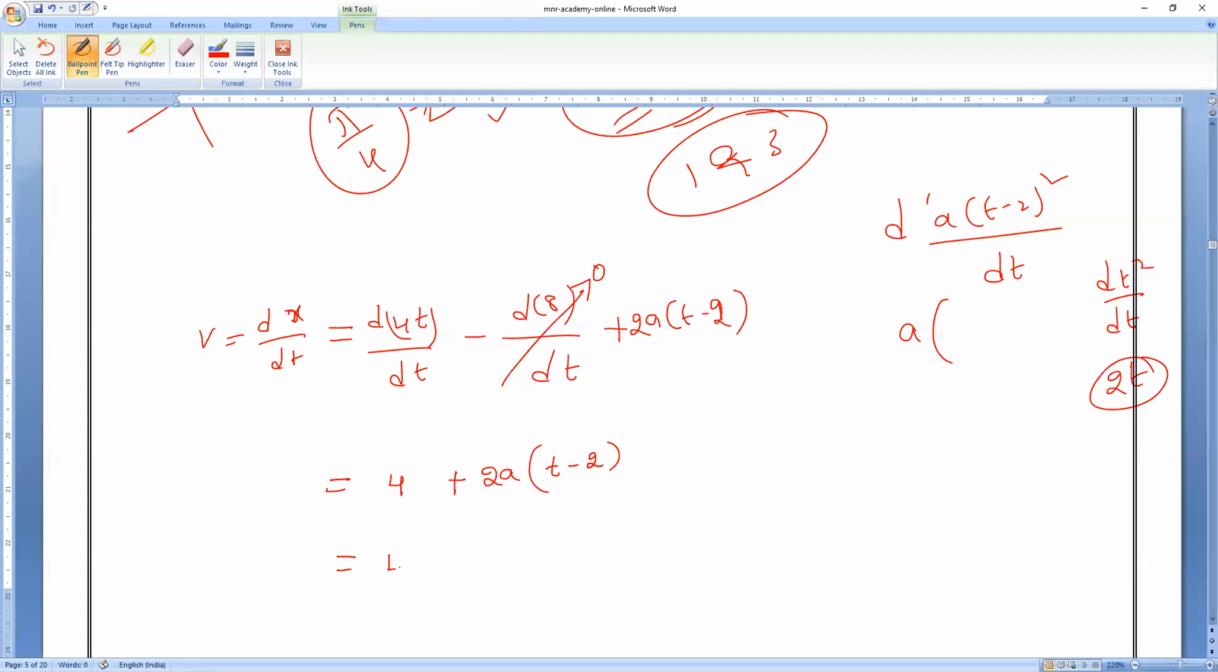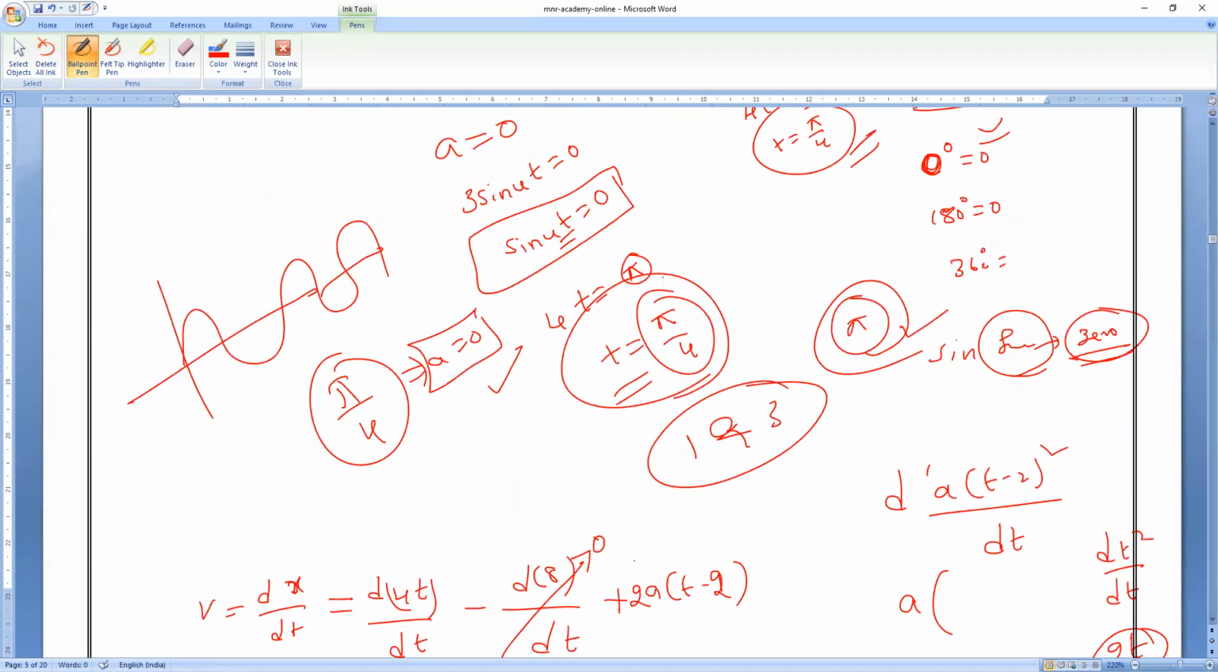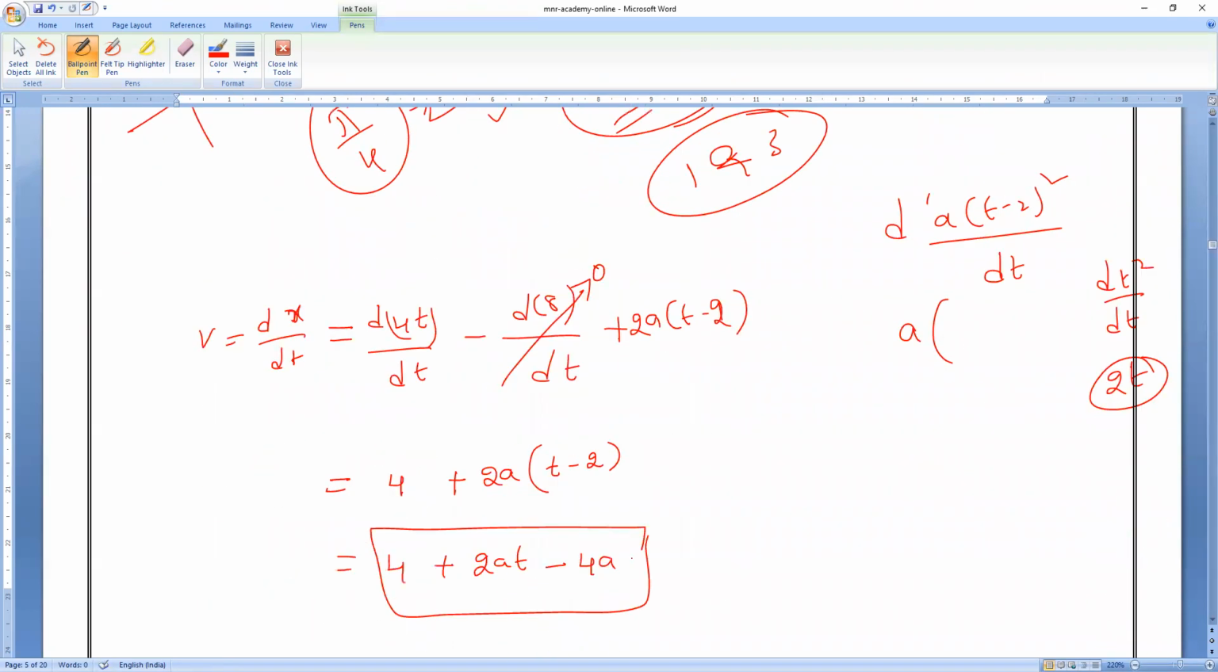Yes. So that is what? So 4 plus 2a into t, 2at minus 4a, 2 into 2, 4a. So this is the differentiation. But if you're splitting, it has to come. I don't know what the mistake is. So you kindly verify and let me know that. So this is what we are getting as the velocity term.